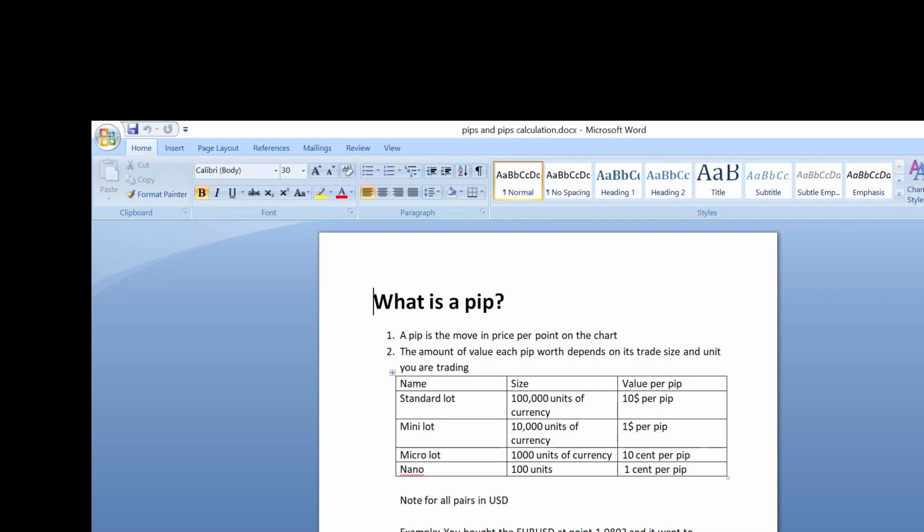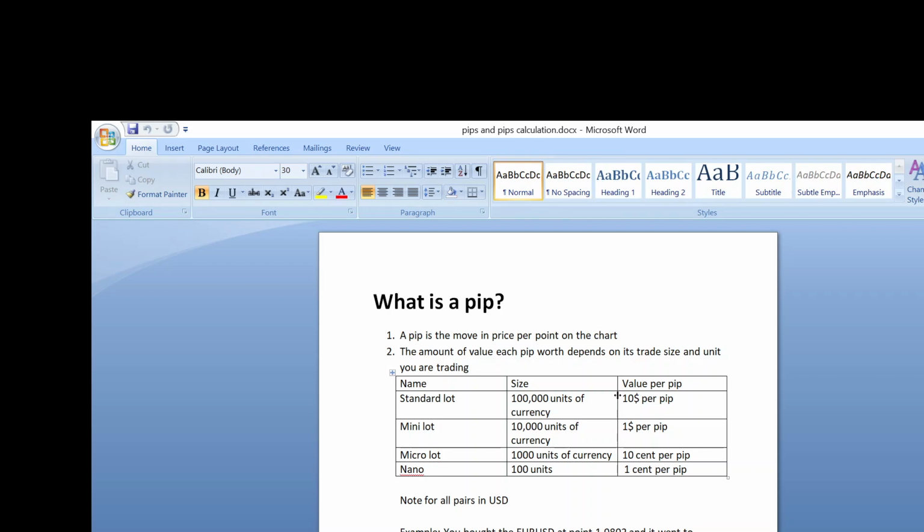Let's do an example. Let's assume the forex broker you are using, you activated the standard lot account type. So you know that if you enter a lot size of 1, that is, for every point that moves on the chart, you will either be gaining $10 or you are losing $10.